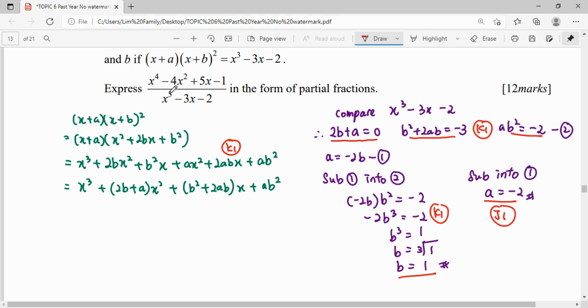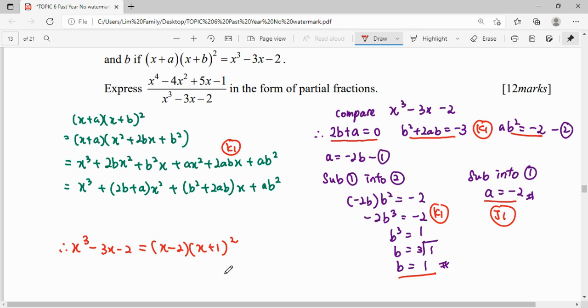Then we have to express this fraction into partial fractions. Notice that our denominator here is already equal to this part, because they say expand this equals to this. So from our first task just now, x³ - 3x - 2 equals (x + a)(x + b)². That will be our denominator in factorized form.